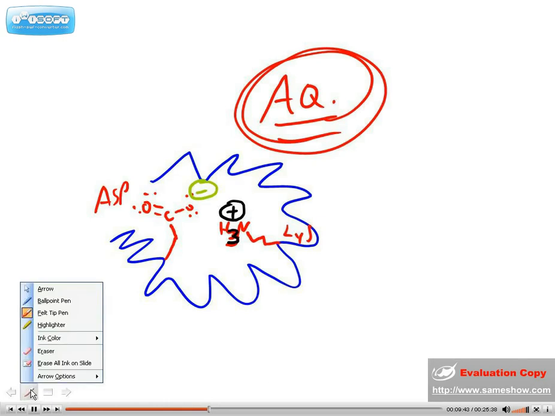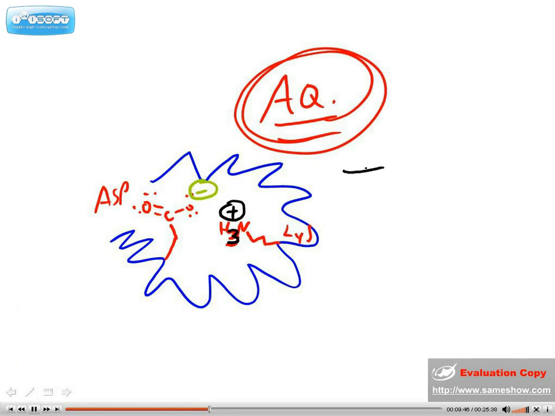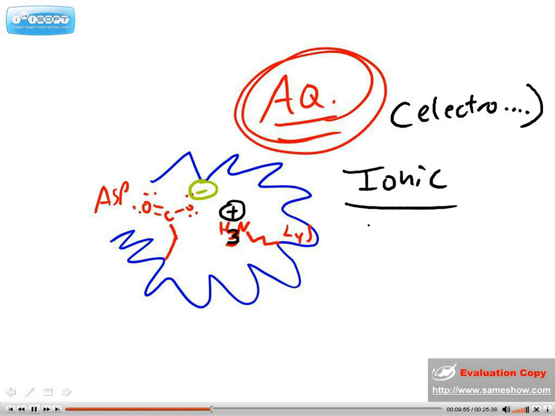Now, ionic forces is very straightforward, aka electrostatic interactions. It's opposite charges attract. So the positive charge from the lysine is going to be attracted to the negative charge of the aspartic acid. So usually we draw a dash showing this particular attraction.